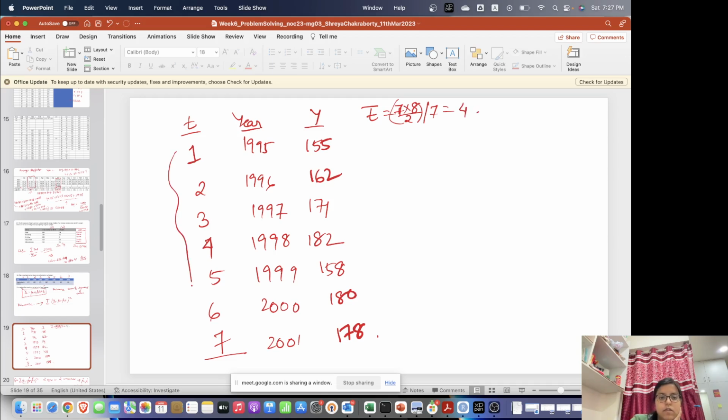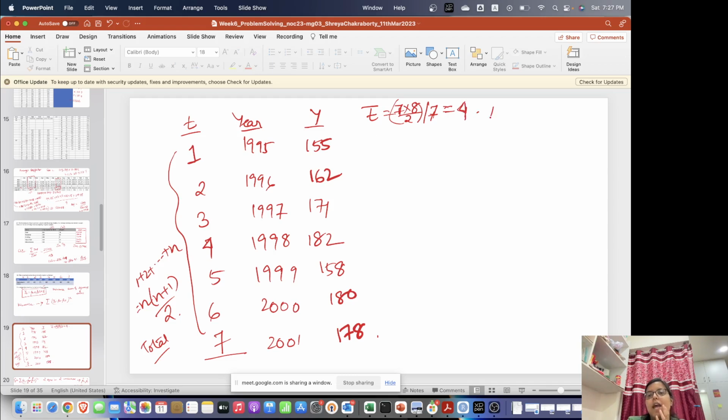This formula is, if we add 1 to n, then this would become n into n plus 1 by 2. Here n is 7, so it will be 7 into 8 by 2, the total. And then since we need the average, we are dividing the total by 7, so that is coming out to be 4.